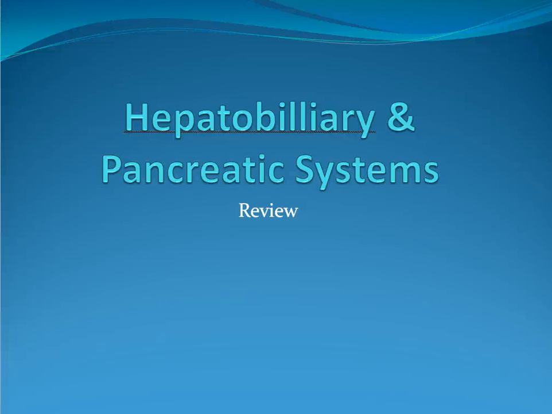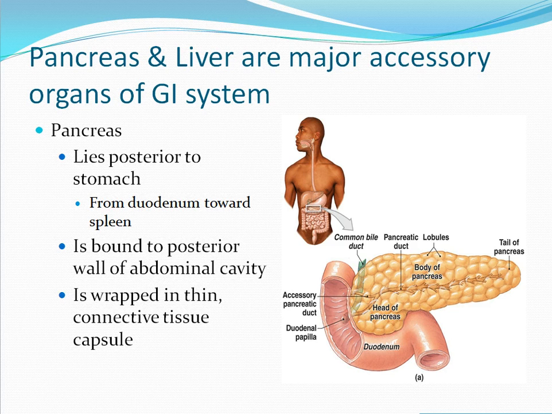In this video, we will look at the normal structure and function of the hepatobiliary and pancreatic systems. The pancreas and liver are two of the major accessory organs associated with the GI tract. The pancreas lies posterior to the stomach, and it runs from the duodenum over toward the spleen. It is bound to the posterior wall of the abdominal cavity and wrapped in a thin connective tissue capsule.